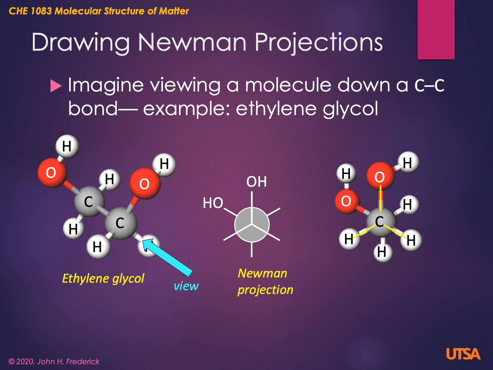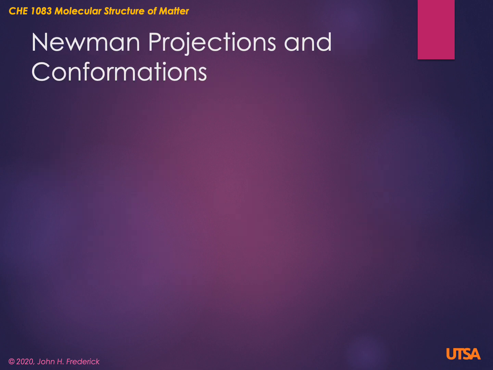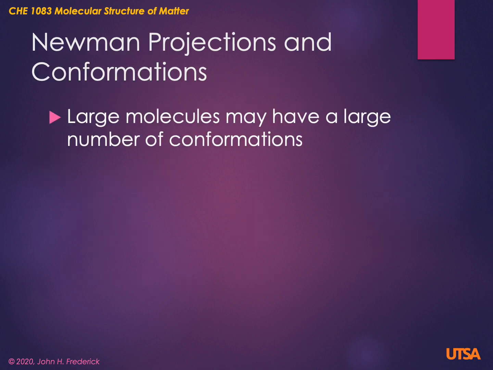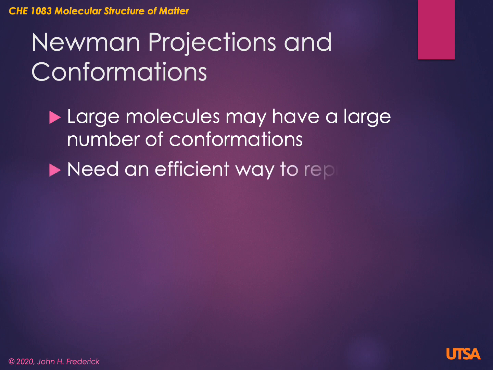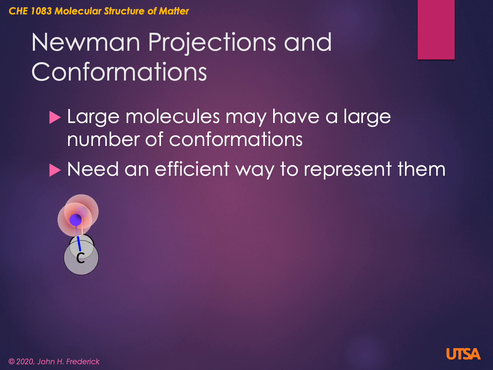Now you notice I didn't actually label the hydrogens. Usually we don't label the hydrogens, we only label the special other things that we see, anything that's other than a hydrogen attached to the carbon. So that simplifies the diagram even further. But the Newman projection gives us a really simple way to diagrammatically organize what a conformation might look like. So let's take a look at this for molecules that have a large number of different conformations. So we need an efficient way to represent this large number.